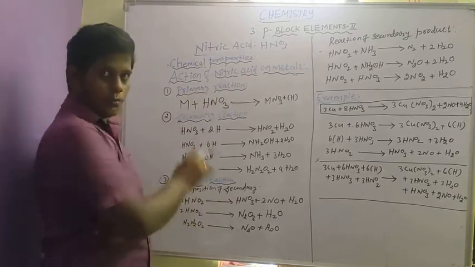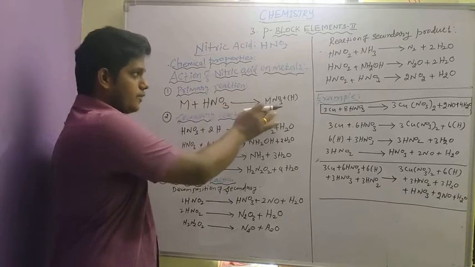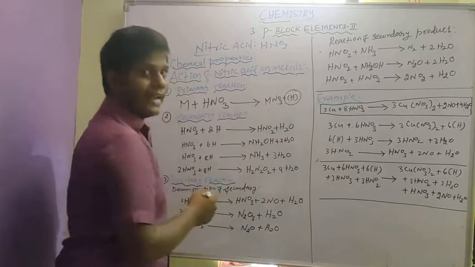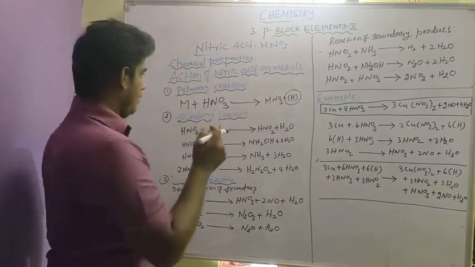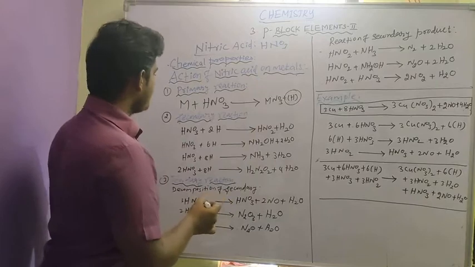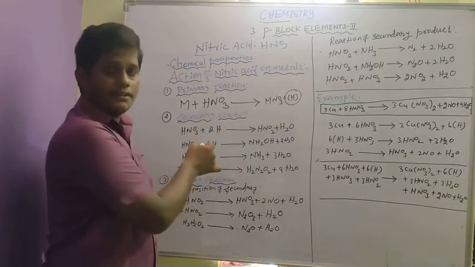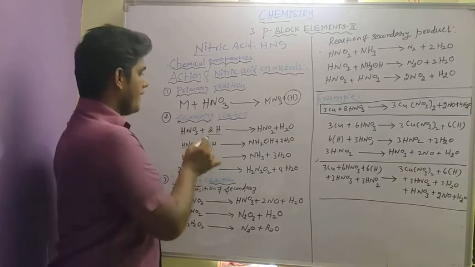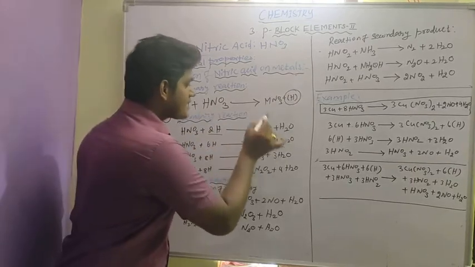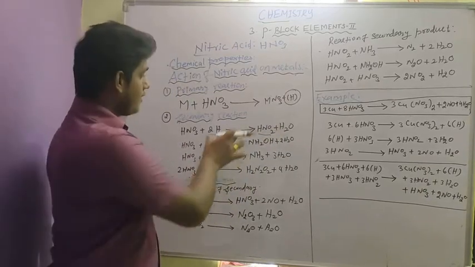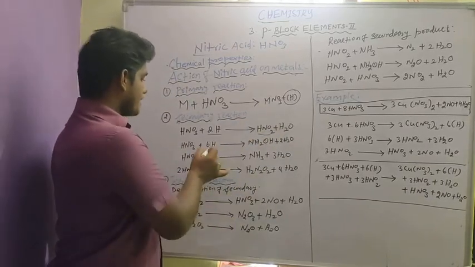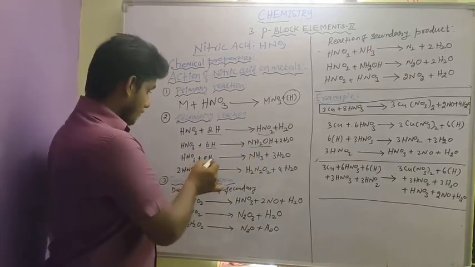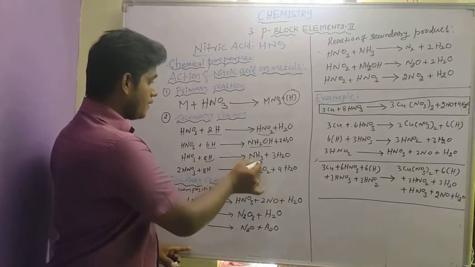So first, the primary reaction. The metal reacts with nitric acid to form the metal nitrate and produces hydrogen, which is called nascent hydrogen, that means atomic hydrogen. This nascent hydrogen reacts in the secondary reaction with nitric acid to form nitrous acid, HNO2. It is called the secondary reaction. If there is excess nascent hydrogen, it produces hydroxylamine. Further, with more nascent hydrogen, it produces ammonia.